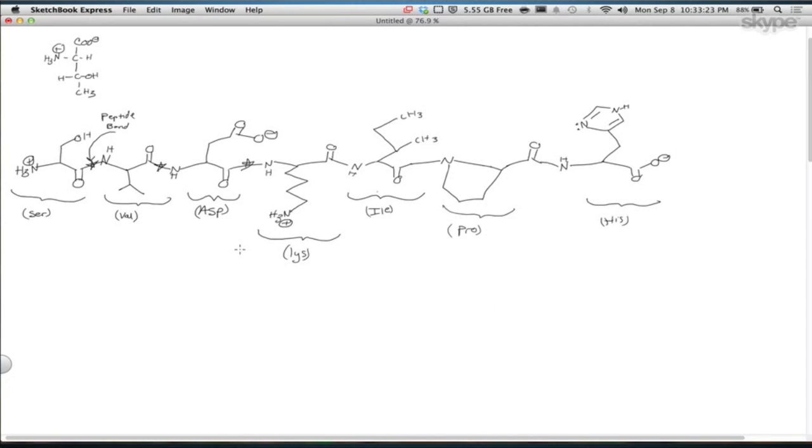pH. All right, so now let's figure out the net charge at a pH of 5. Let's figure out what the net charge would be at a pH of 5.